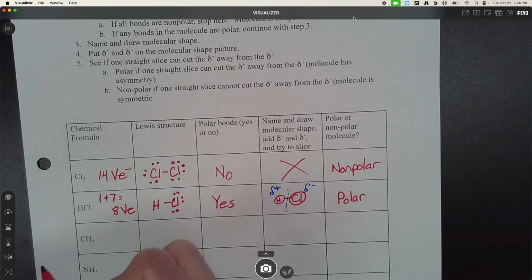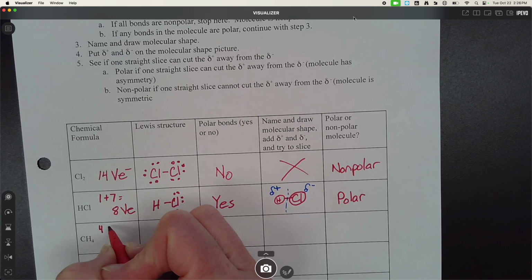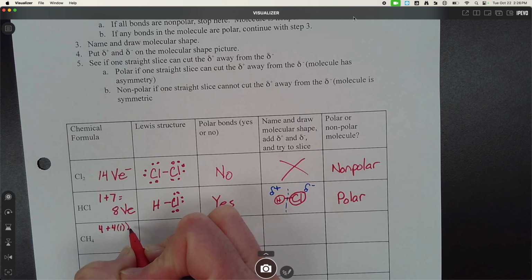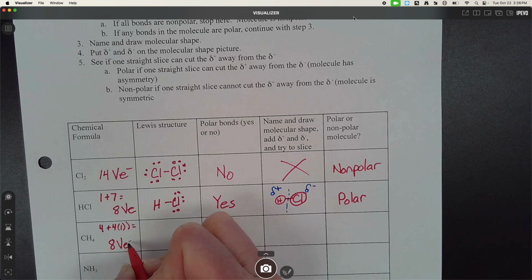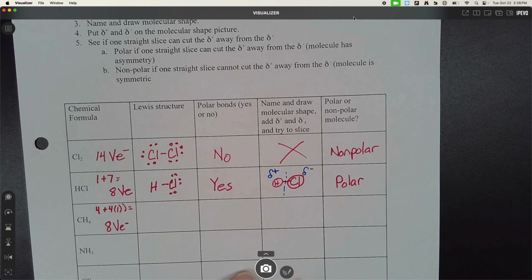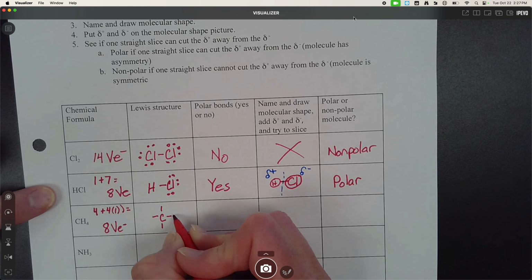Next one, CH4. Carbon has 4 valence electrons, plus 4 hydrogens with 1 valence electron each. We're working again with 8 valence electrons. Because hydrogen needs to be at the end of the molecule, that forces us to put carbon in the middle.